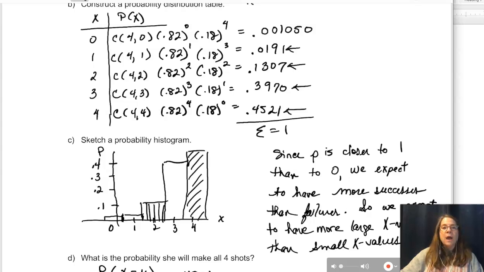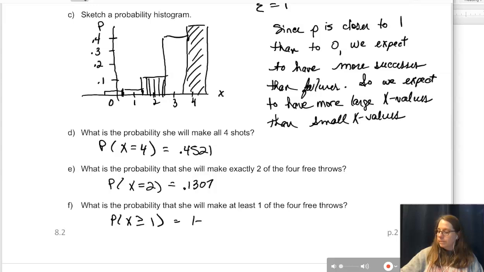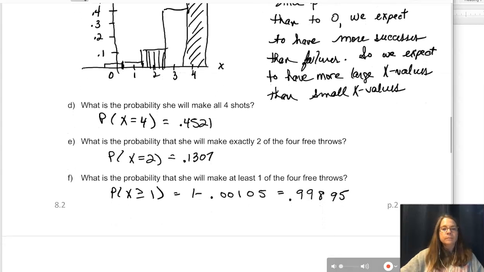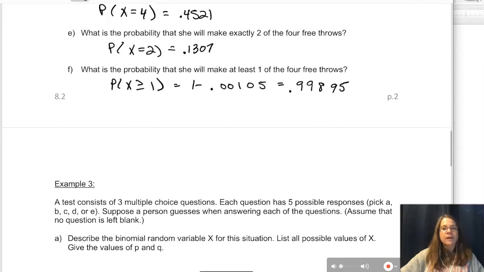However, we're going to do the opposite of what this question wants us to find. We are going to find the probability that she makes none of her free throws, and we're going to subtract that answer from 1. And this is what we get for our solution. So she has a pretty decent chance of making at least 1 of her shots out of 4, almost 100% of the time.